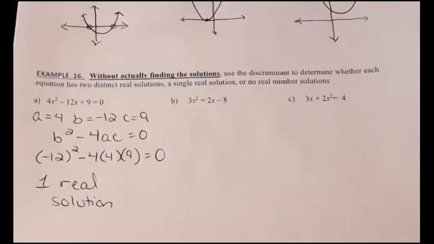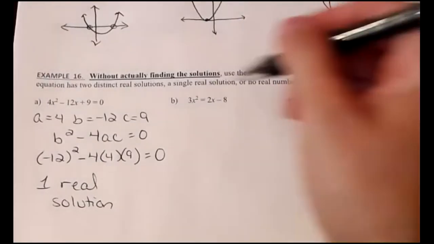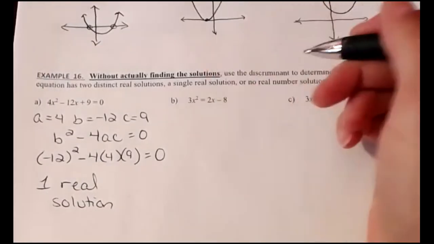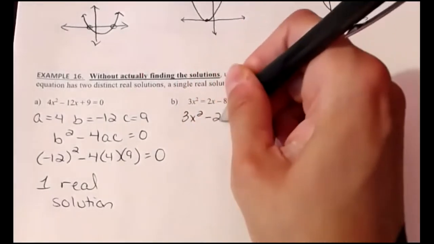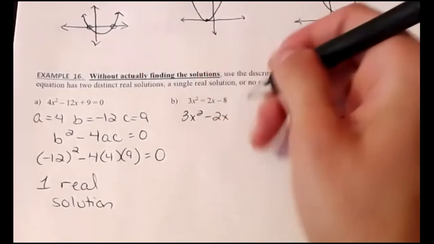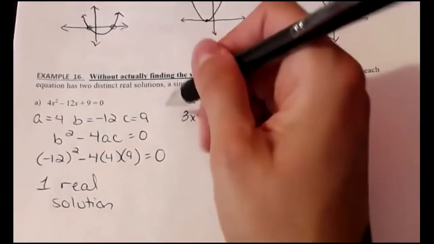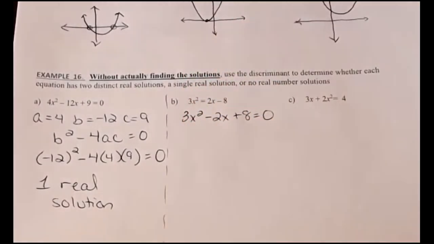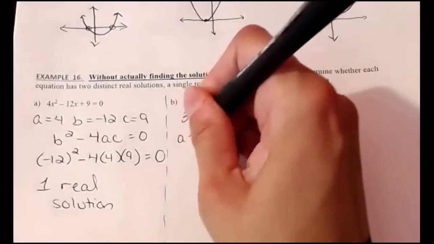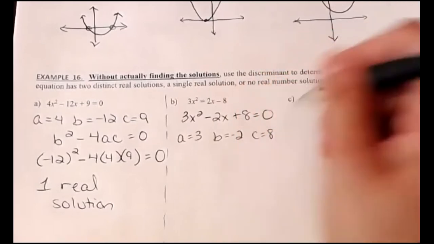Okay, let's take a look at the second example. We have to set this equal to 0, so let's bring the 2x over and the 8. In order to bring the 2x over, I have to subtract it. And in order to bring the 8 over, I have to add it. Now that I have my equation in standard form, I'm going to say A is equal to 3, B is equal to -2, and C is equal to 8.